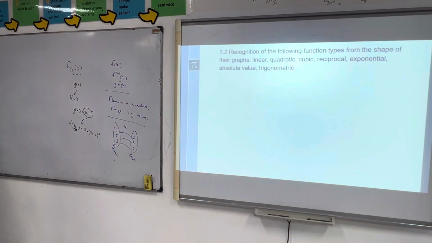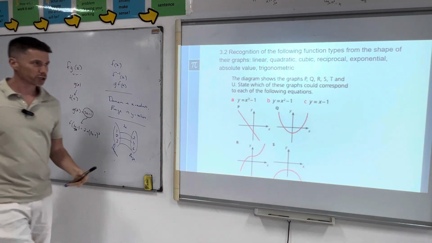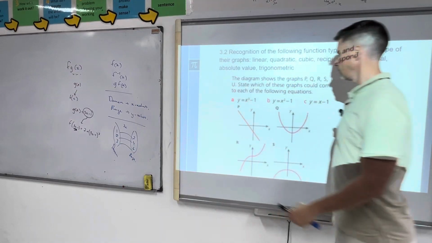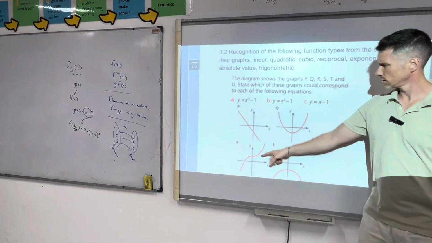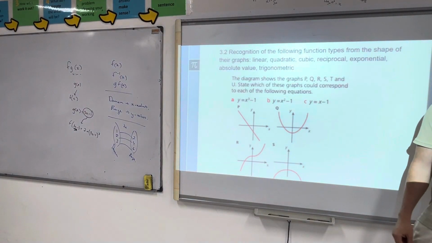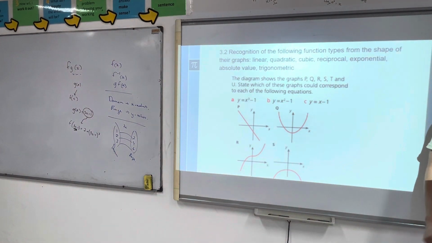3.2 then is recognition of different types of graphs. So you might be given something like this, and you might be asked which one is which and why. Which one is the cubic function? Why is it x cubed out of these? Oh, it's the R, the squiggle, because it's got a double turn in it. Maybe you'll notice that.